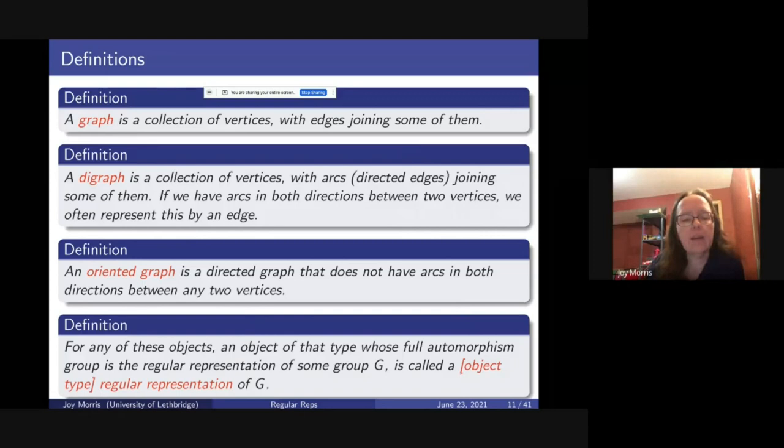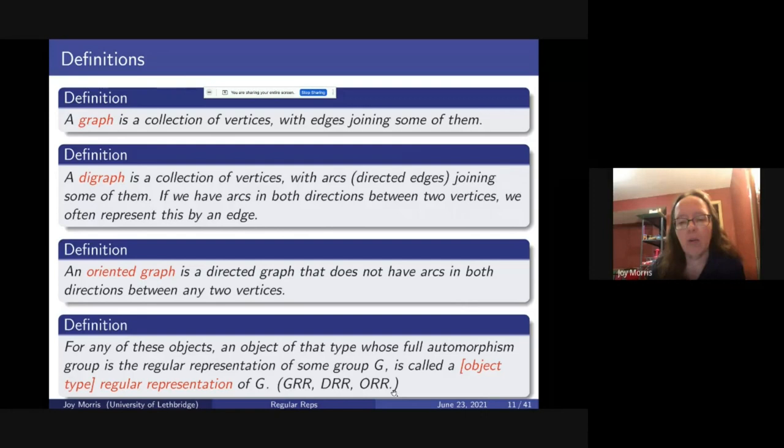And for any of these objects, if we find an object of that type whose full automorphism group is the regular representation of some group G, then we call that graph or digraph or oriented graph a graphical regular representation of G or a digraphical regular representation of G, or I suppose it should be oriented graphical regular representation, but we just say oriented regular representation of G. And we abbreviate those as GRR, DRR, or ORRs for the group G.